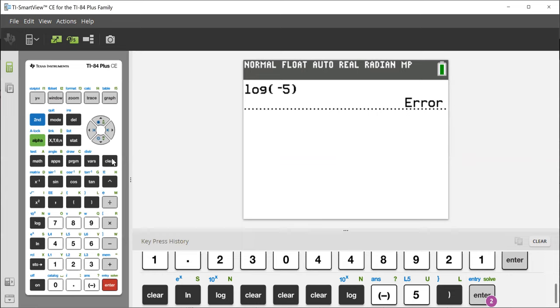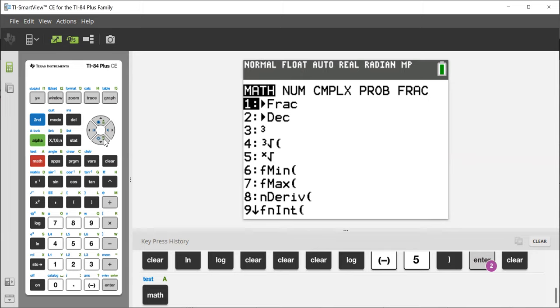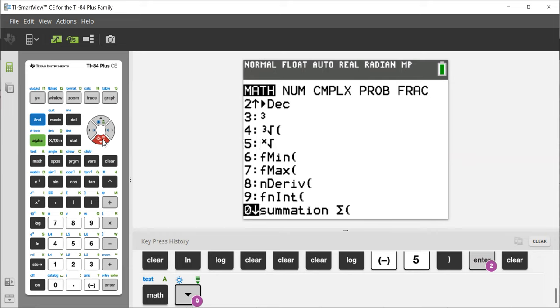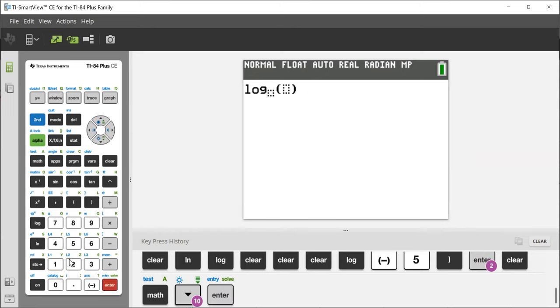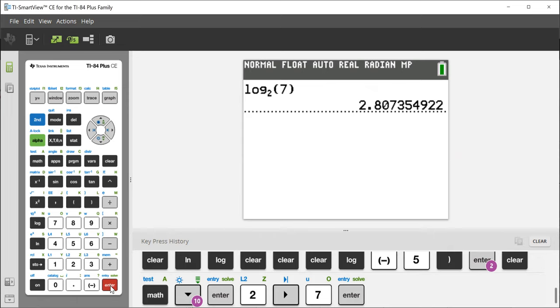But if, for example, you had a TI-84 Plus CE, you could type math. You could go into the math menu. You could scroll down a ways until you got to log base. And you could then type in 2, arrow key, type in 7, press enter, and there's the log base 2 of 7. 2.807 followed by some other stuff.